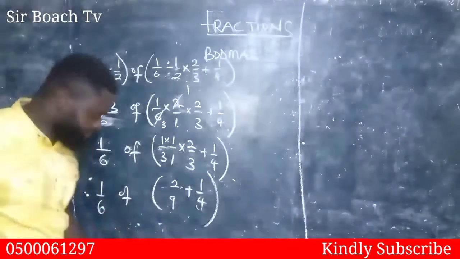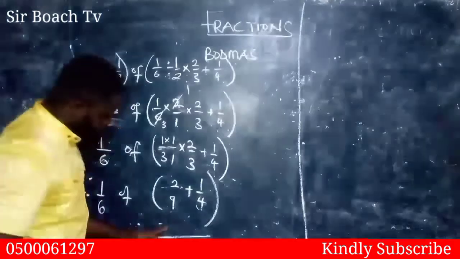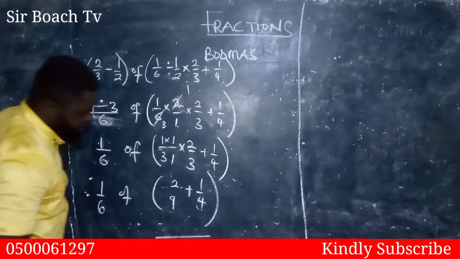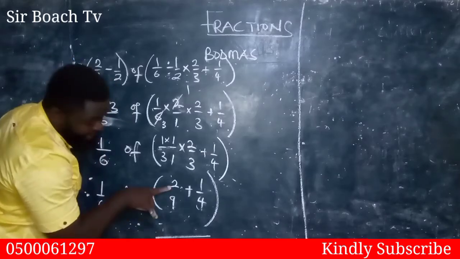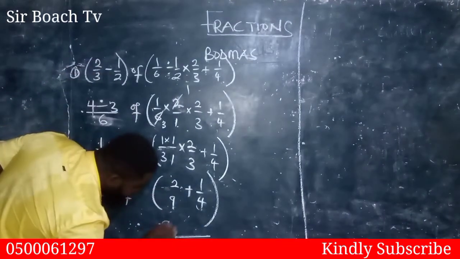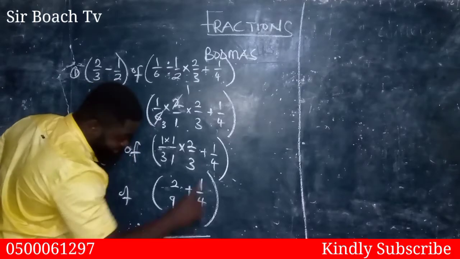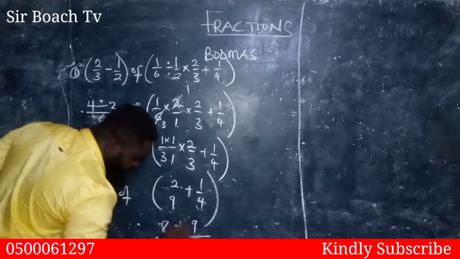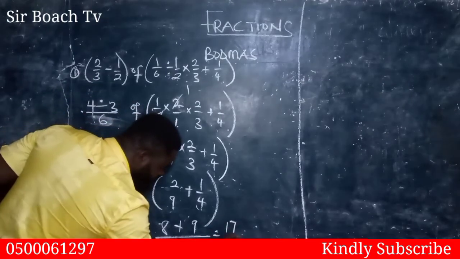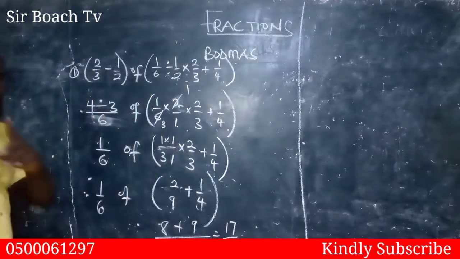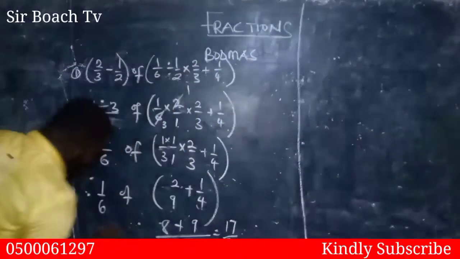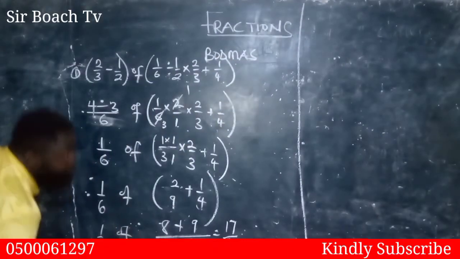So we'll find the LCM of this one, and we are getting 36 as the LCM. Now 9 goes here 4 times. Times this will give me 8. Now 4 goes here 9 times. Times 1 gives me 9. So this value gives me 17. You are getting 17 on 36. But we are not done. Remember, we also have 1/6 of over here.